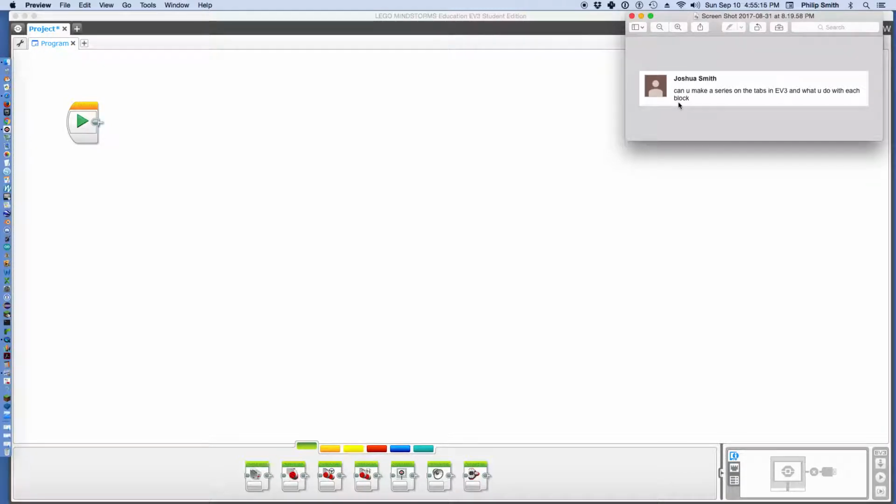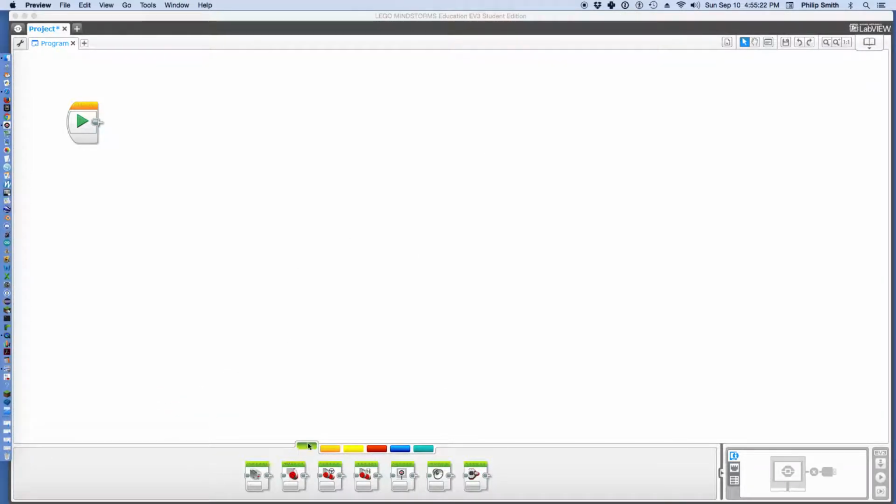So Joshua Smith asked, can you make a series on the tabs in EV3 and what you do with each block? So I've already made one on the action tab and one on the flow control tab, and so now I'm going to make one on the sensor tab, the third one, or the yellow tab.